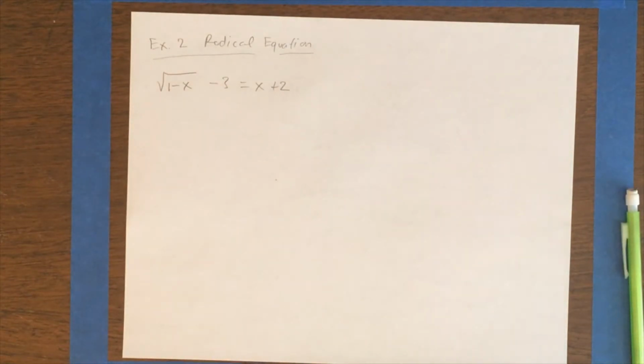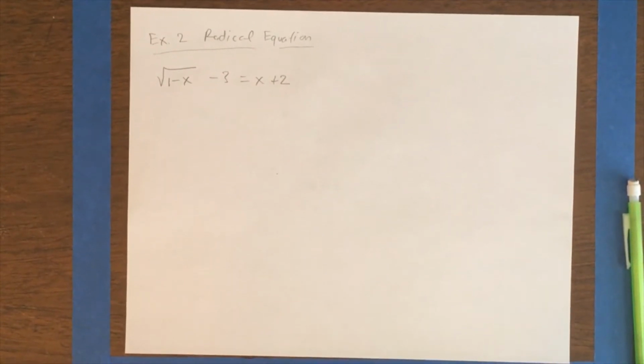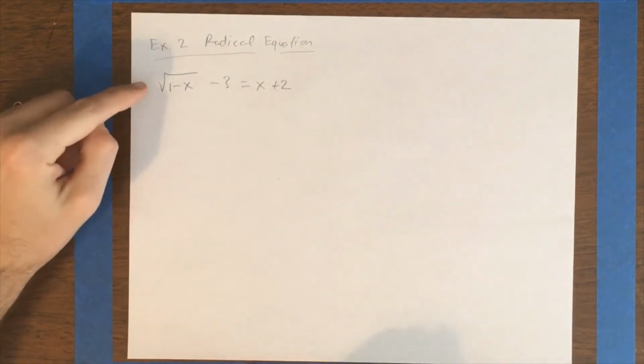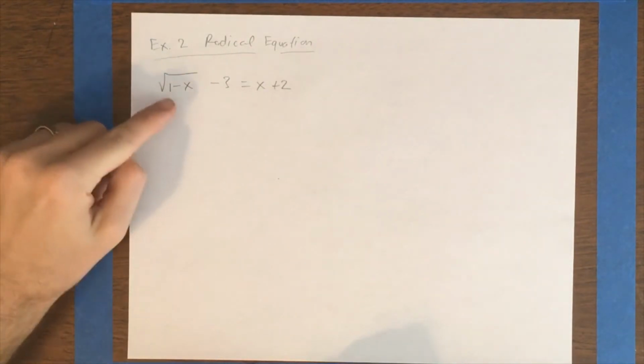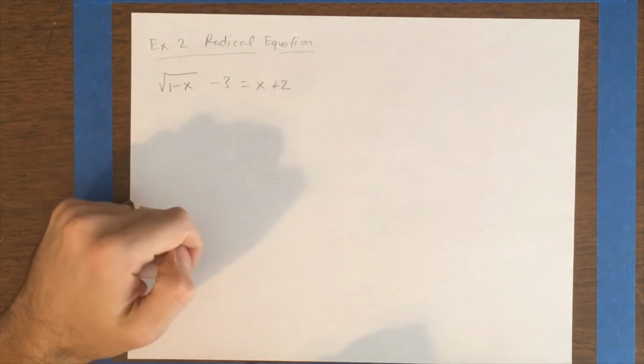All right, next equation example. This one involves a radical equation. That just means that it has a radical in it. A radical, of course, is a square root, or a cube root, or a fourth root, or any other root. In this case, I'm just dealing with the square root. So square root of 1 minus x, and then that expression minus 3 equals x plus 2.